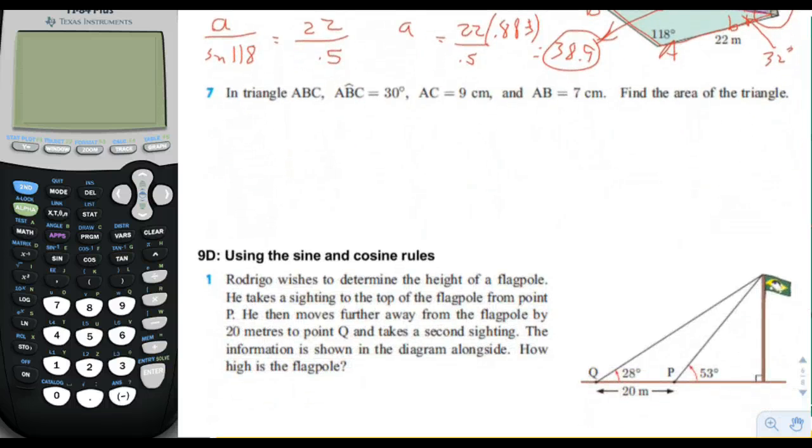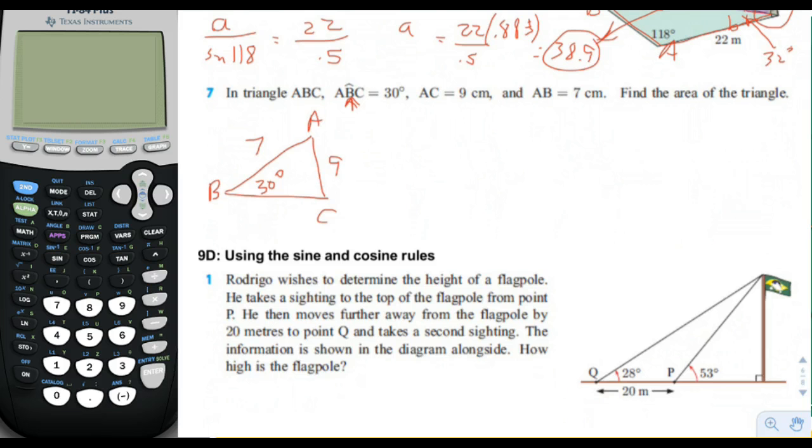Number 7, in triangle ABC with angle ABC equals 30 degrees, AC equals 9 and AB equals 7, find the area of the triangle. Okay, so it always helps to draw a picture here. And they're using the famous 30 degrees. And we know that it's ABC with B in the middle because the B is in the middle here. AC is 9, AB is 7, and we do not know BC, right? And they want us to find the area of the triangle.